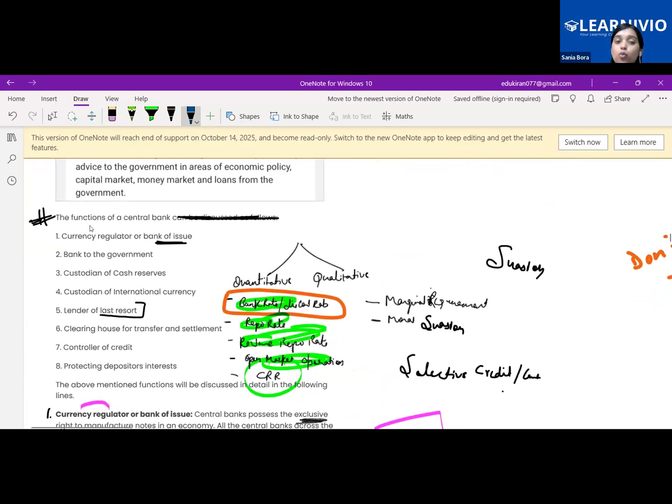what are the functions? Why these functions are important, I'll tell you. First you have to know that these are the functions. Sometimes they ask you a general question of 3 marks: what are the functions of central bank? You can write any. But sometimes they ask, can you please explain how or why central bank is known as bank to the government? So you should know the entire explanation as well, because sometimes they give you one question for one function, or sometimes they give you a question like this, tell us the functions. Got the difference?